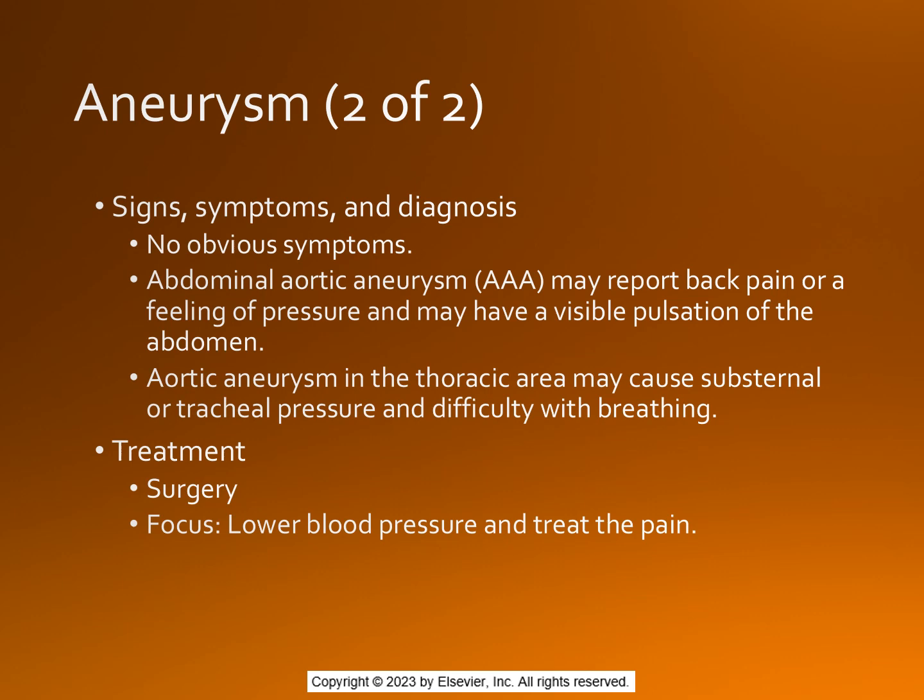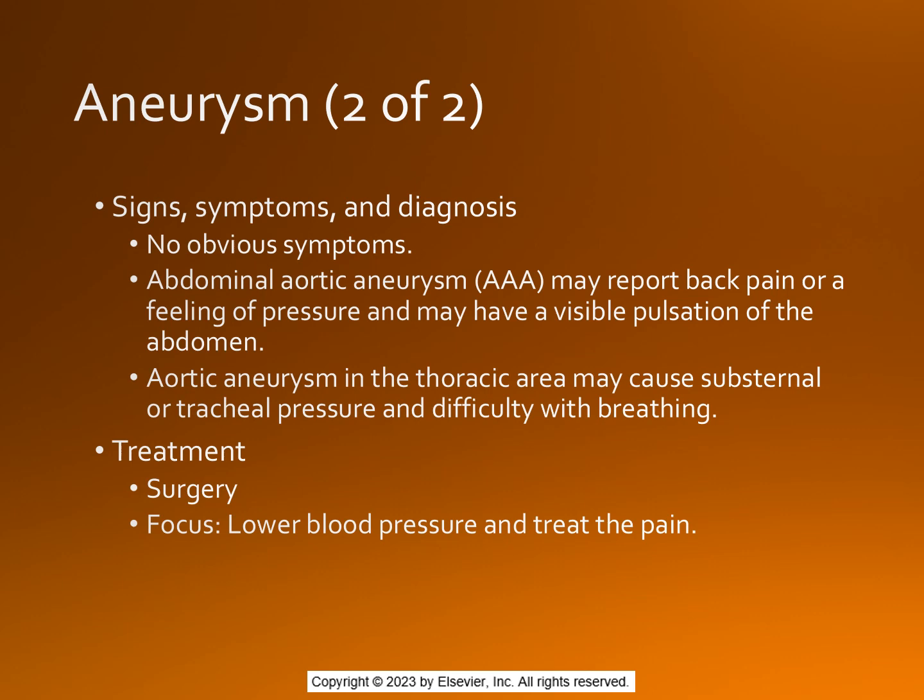Aneurysms often cause no obvious symptoms. Patients with an abdominal aortic aneurysm, or AAA, may report back pain or a feeling of pressure. They may also have a visible pulsation of their abdomen. Diagnosis of aneurysms is difficult due to the lack of symptoms during formation. Physical assessment and screening of patients with a family history can sometimes be the best means of early detection. The presence of an aneurysm can be verified by chest or abdominal X-ray, ultrasound, MRI, or CT scans.